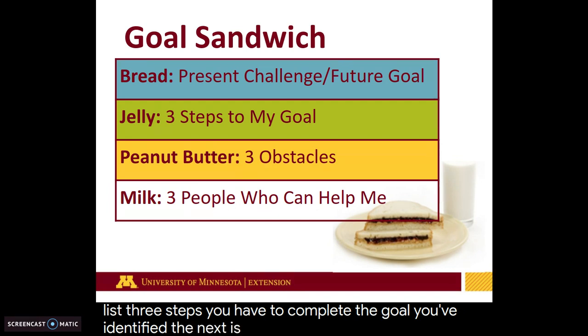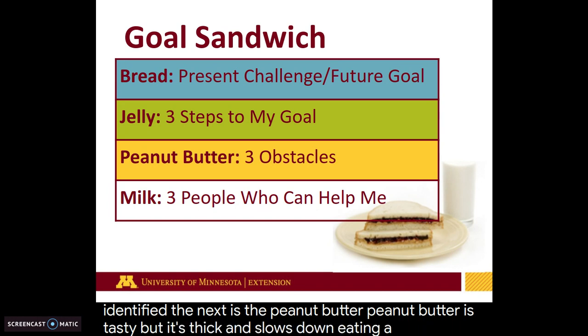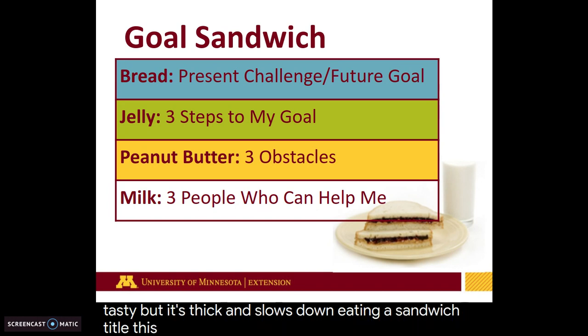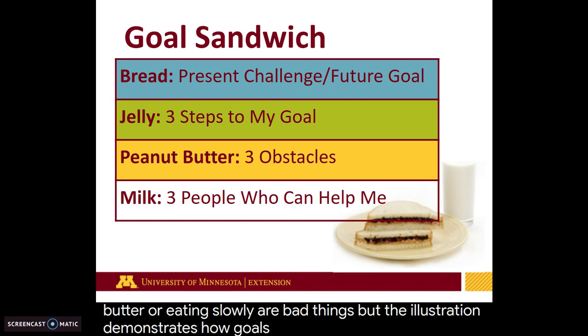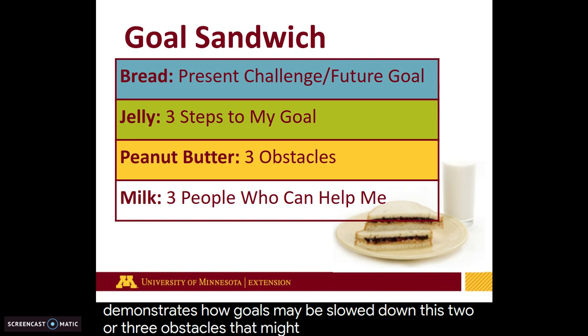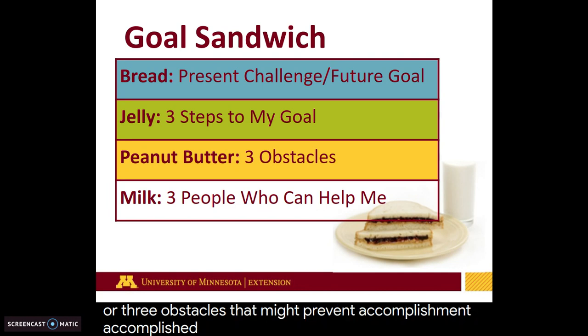The next is the peanut butter. Peanut butter is tasty, but it's thick and slows down eating a sandwich. Title this card Obstacles. This isn't to say that peanut butter or eating slowly are bad things, but the illustration demonstrates how goals may be slowed down. List 2 or 3 obstacles that might prevent accomplishing your goal.